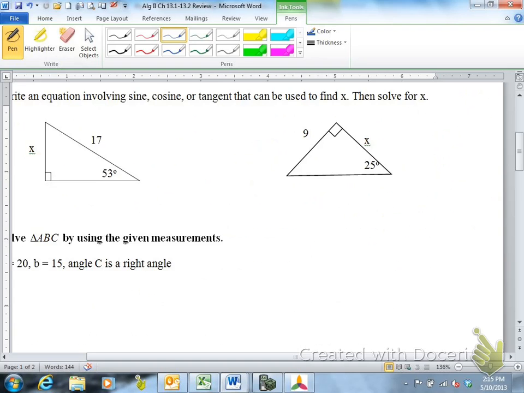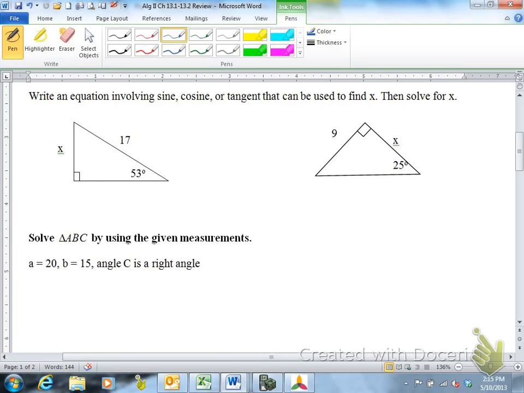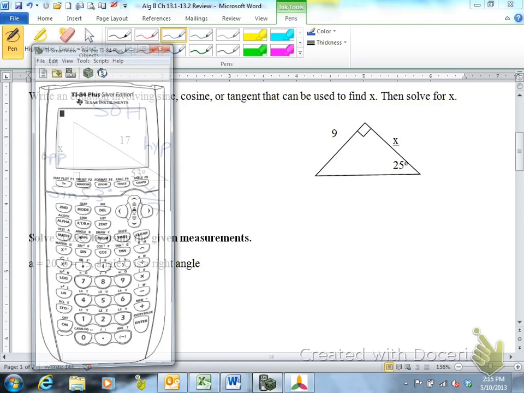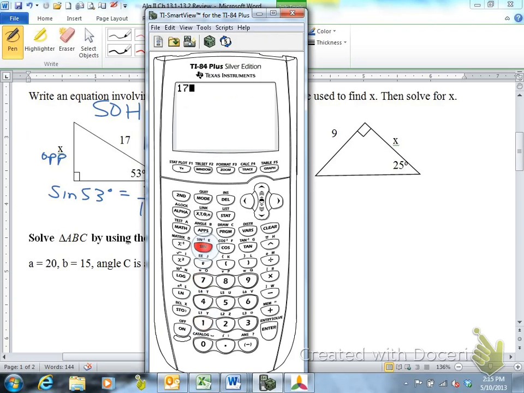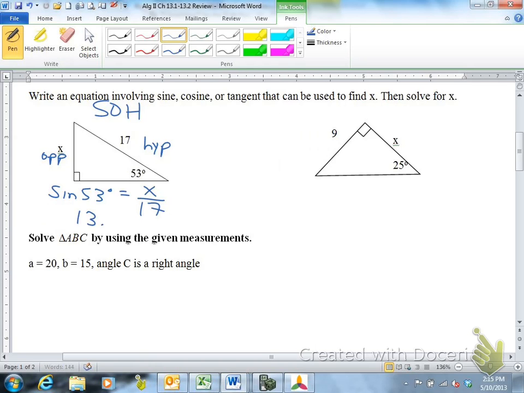Write an equation with sine, cosine, or tangent that can be used to solve. So on this one we have an angle 53, and we're looking for the opposite of that angle. And this side across from 90 is the hypotenuse. So we would use sine. Sine has opposite and hypotenuse. So that would be sine of 53 degrees equals x over 17. And when we multiply both sides by 17, it's 17 sine of 53. So that would be 13.6 units.